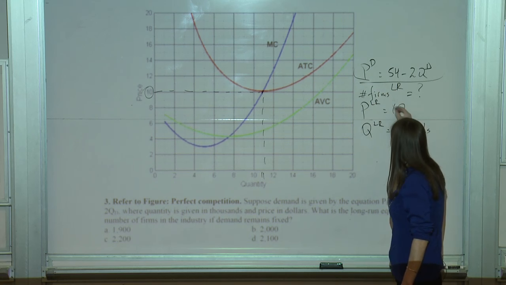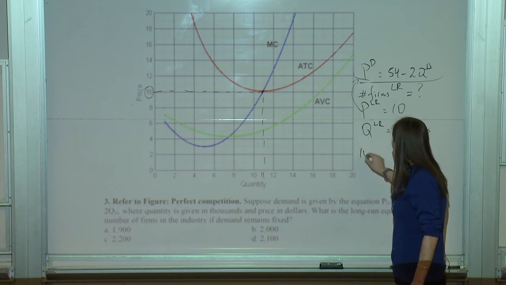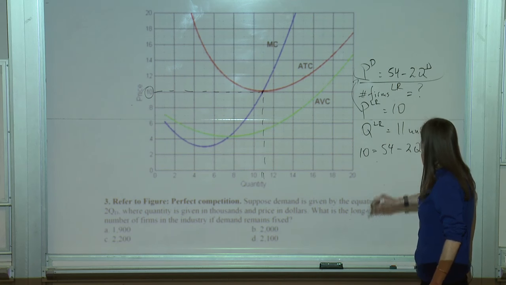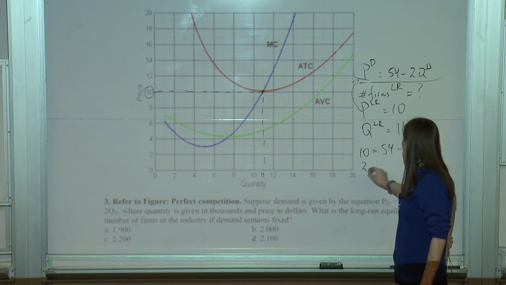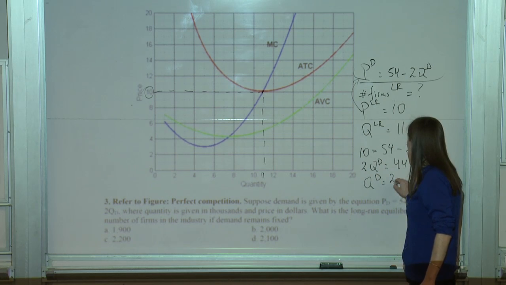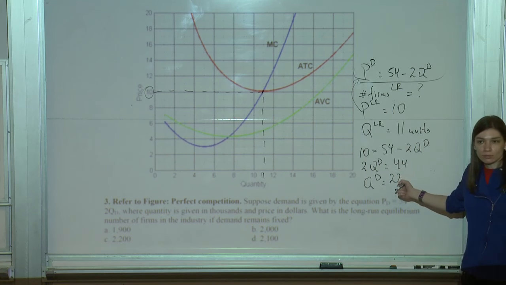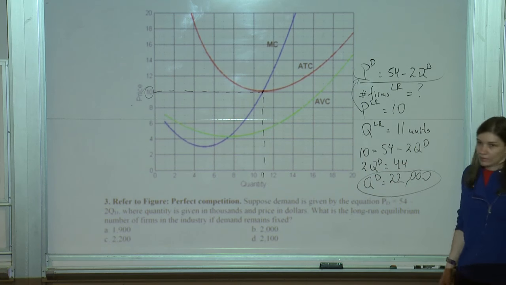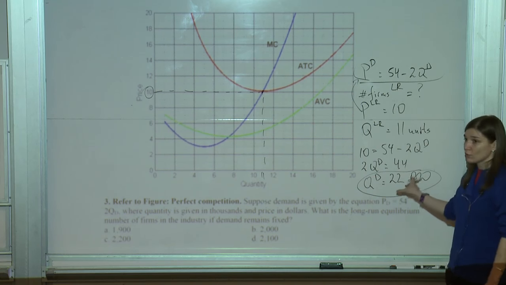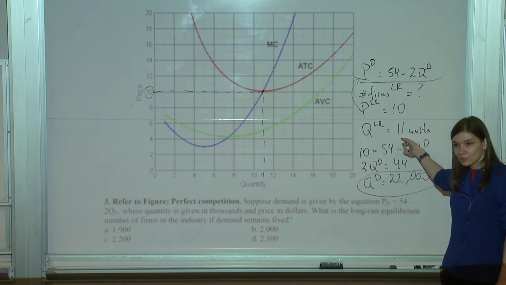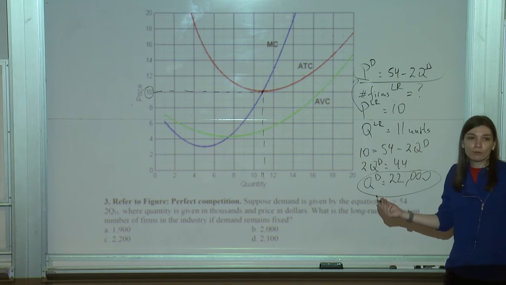All right, so let's do that. Plug in 10 in the demand curve. 10 equals 54 minus 2QD. So 2QD equals 44, or the quantity demanded equals 22. But this is in thousands, right? Because this is the market demand. So it's 22,000. Okay, so now I have the following problem. The quantity demanded is 22,000 units. Each firm is going to supply 11 units in the long run. So how many firms need to be there?